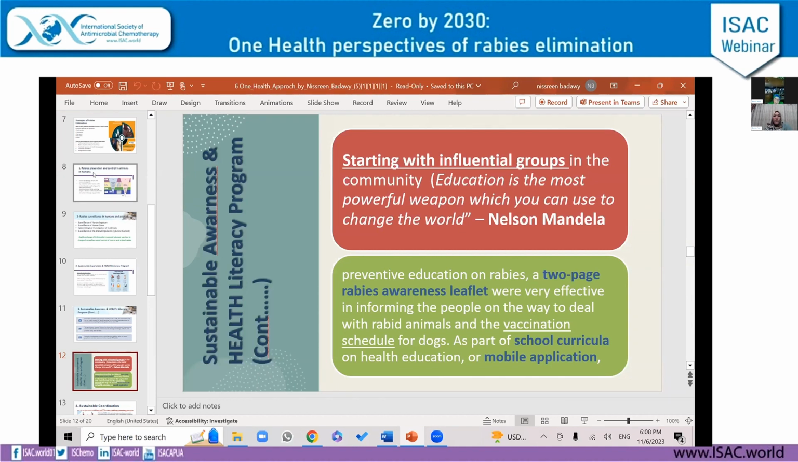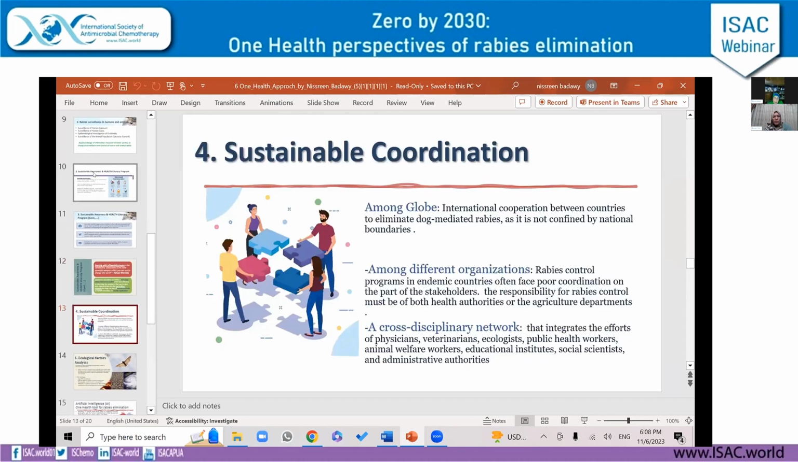This preventive education could be delivered via several materials, including a two-page leaflet containing the basic information about rabies virus and rabies disease, clinical manifestation, dog vaccination, and post-exposure prophylaxis. Also, it can be delivered to a specific and important target group such as school children in their school curriculum, or via mobile applications, multimedia applications on mobile or laptop. This is the education. The fourth strategy for rabies elimination is sustainable coordination.